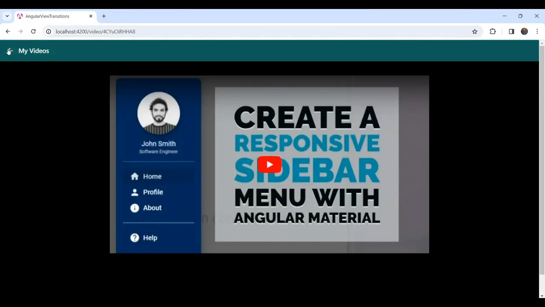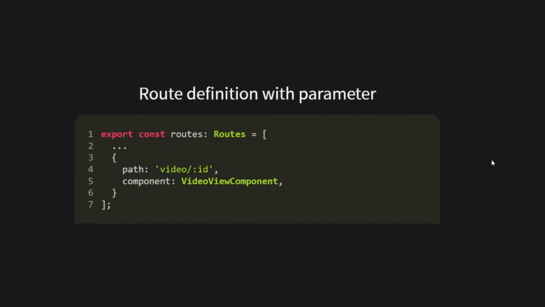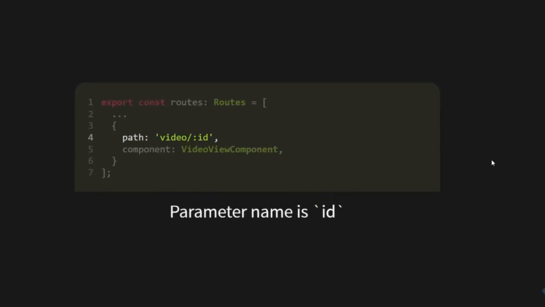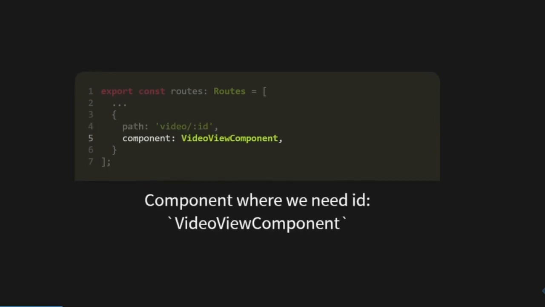So how would we do that in a typical application? We'll have a routes file, and then we would have a specific route which would have video slash :id. Now this :id with a colon is basically the parameter that we'll pass in to the component itself. So we'll need to have that path, and then we'll need to have the component where we need the ID, which in our case would be the video view component.